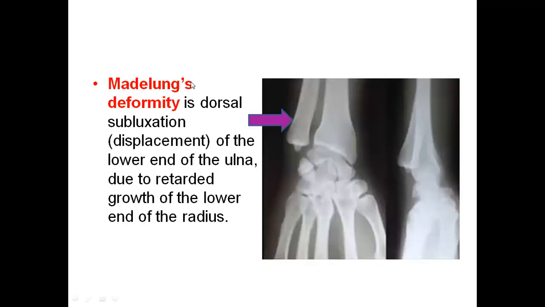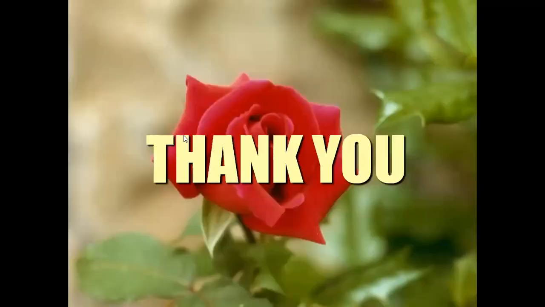There is one condition called Madelung's deformity, which is nothing but the displacement of the lower end of the ulna. You can see the head of the ulna is not fixed in the ulnar notch of the radius bone. This type of dislocation is Madelung's deformity.